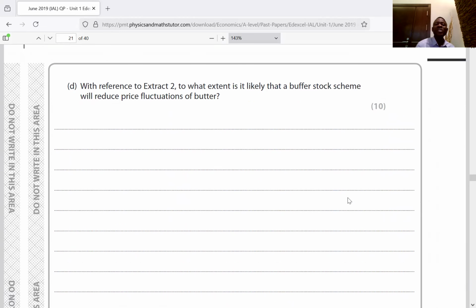So with reference to the extracts, to what extent is it likely that a buffer stock will reduce price fluctuation of butter? First, what is the buffer stock? Buffer stock is a scheme that allows government to set maximum or minimum price to control the supply of stock in the economy. So yeah, buffer stock scheme allows government to set maximum or minimum price.